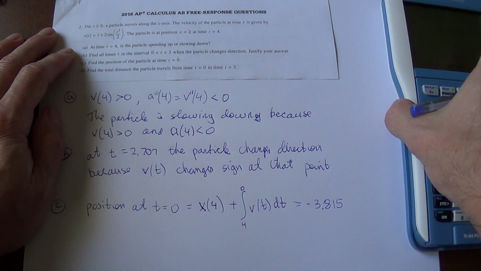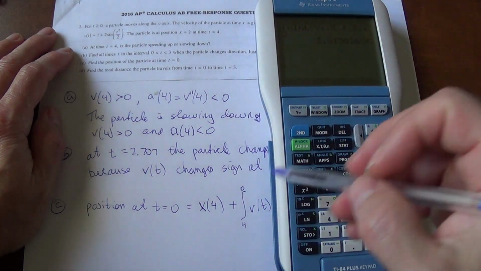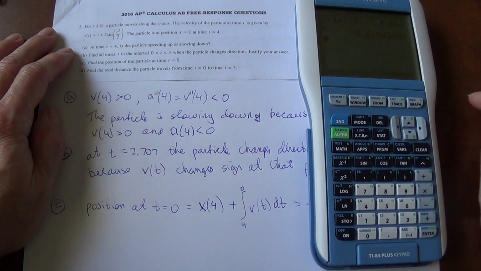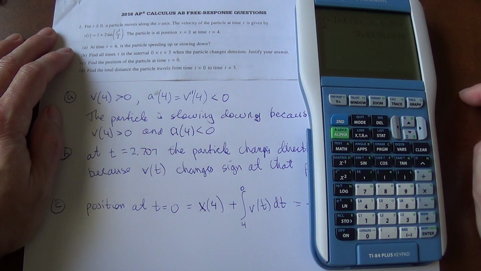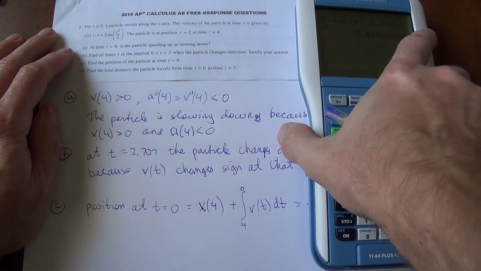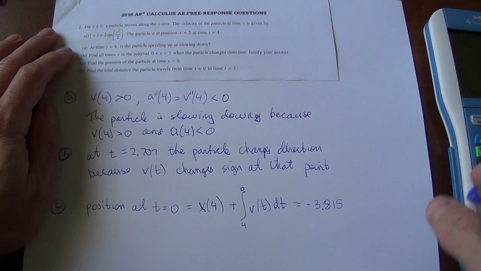Okay. So again, the integral expression is going to give us the displacement, and then the initial position is going to be 2. So the initial position plus the displacement is going to give us the new position. Alright, so that takes care of that.